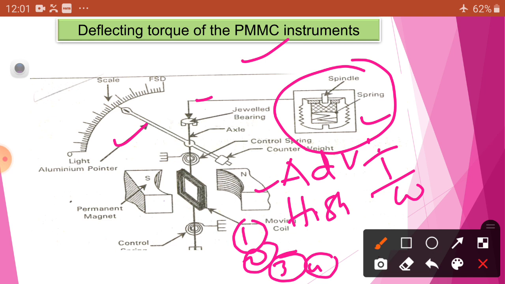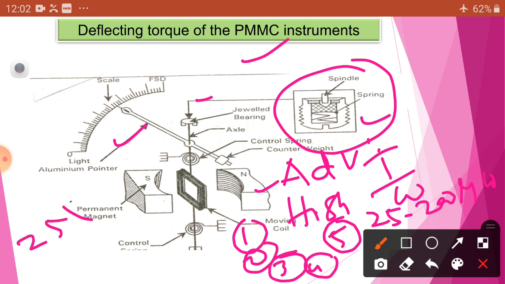And at the same time, the fifth one is that while measuring in the field, it consumes very, very low power. That power is nearly 25 to 200 microwatts. That means 25 microwatts is 25 into 10 to the power of minus 6 watts.